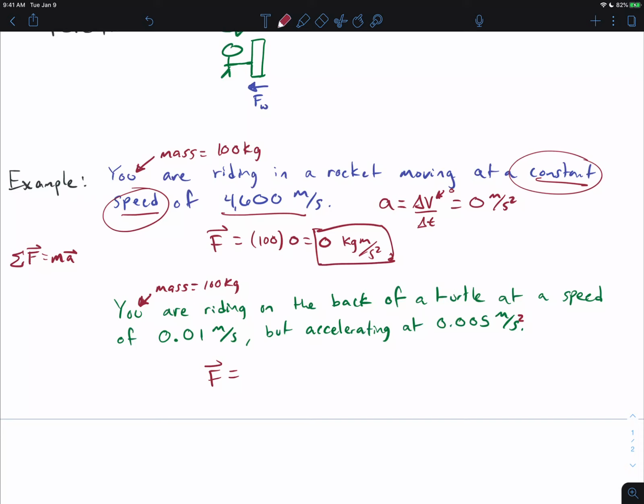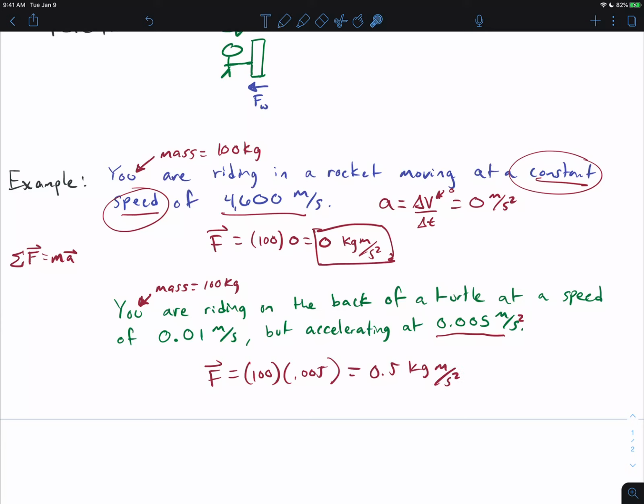So, okay, let's go ahead and do this now. You guys can kind of see the pattern here. If we use this mass of 100 kilograms, but now we disregard our speed and we look at our acceleration. We have an acceleration on the back of this turtle. Now we can find we actually do feel a force when we're sitting on the back of this turtle versus when we were strapped to a rocket, right? Or riding in a rocket. So here, if we calculate 100 times 0.005, we should have 0.5 kilograms times meters per second squared.